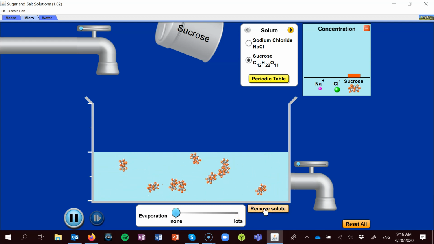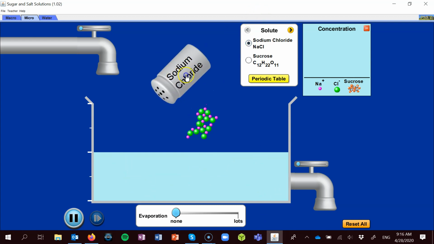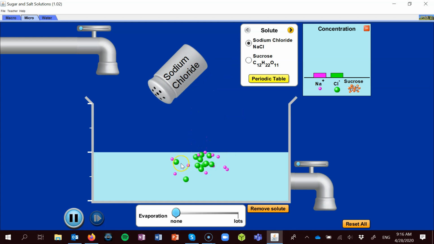That's not the case if we switch back to salt, because in that case, we have mobile ions. Each of these individual particles carries a charge, and that's what allows electrical current to be conducted through a solution that contains a dissolved ionic compound.